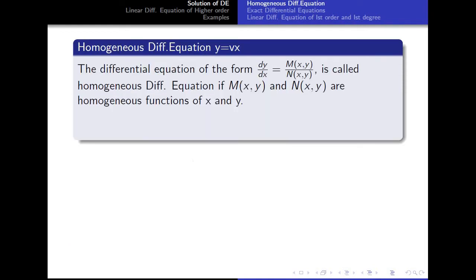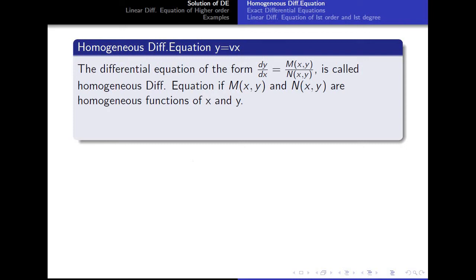Now the next method is the homogeneous differential equation. Homogeneous equation means all our terms have the same degree. Then this equation is called a homogeneous equation. And if this homogeneous equation contains a derivative, it is called a homogeneous differential equation. Remember, homogeneous means the degree of each and every term in that equation is the same, and if the equation contains a derivative, then it is a homogeneous differential equation.